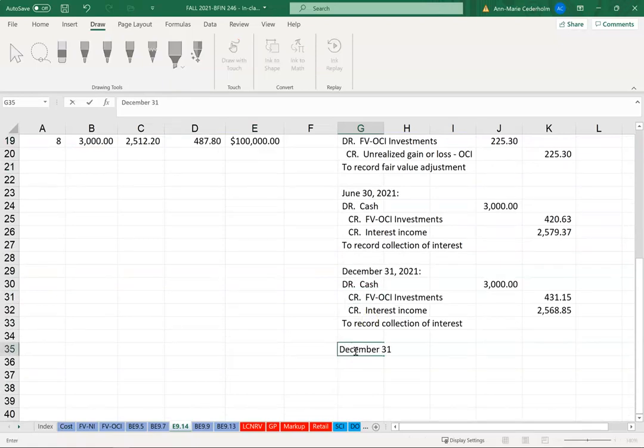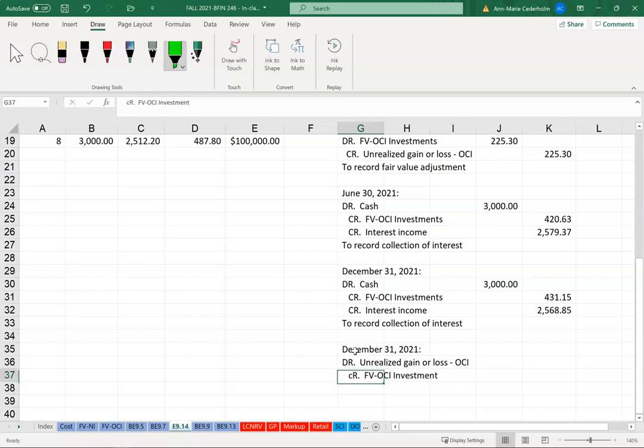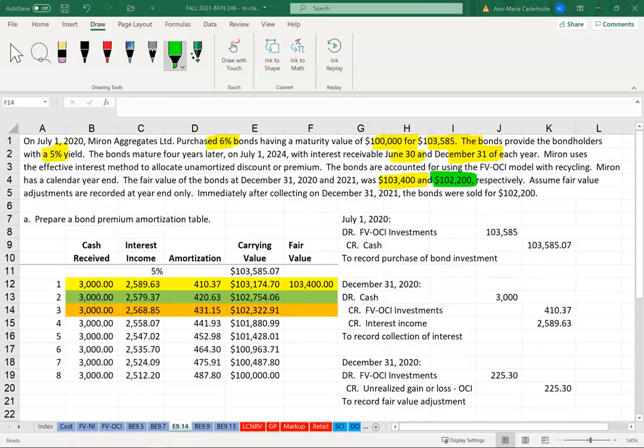So December 31st, 2021, I'm going to debit my unrealized gain or loss through OCI, and I'm going to credit my fair value through OCI investment. I guess I should have done the calculation before setting up this journal entry because it could easily go the other way. Okay, so I have to just see what my current balance is.